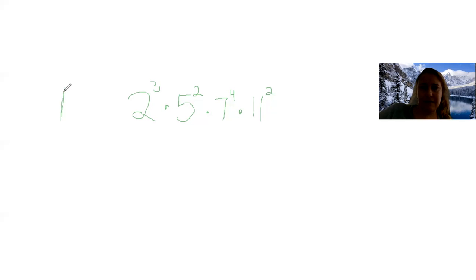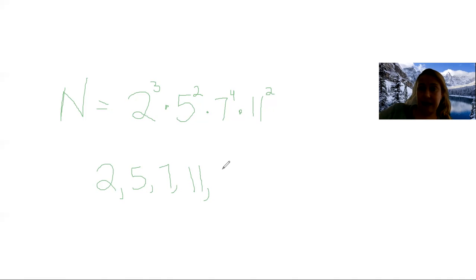Let's call this n, so I can give it a name. All right, what are numbers that divide n? The most obvious numbers that we could say would divide n would be 2, 5, 7, and 11, because it's divisible by all of its prime factors, but then it's also divisible by every combination of its prime factors. So I could start combining.